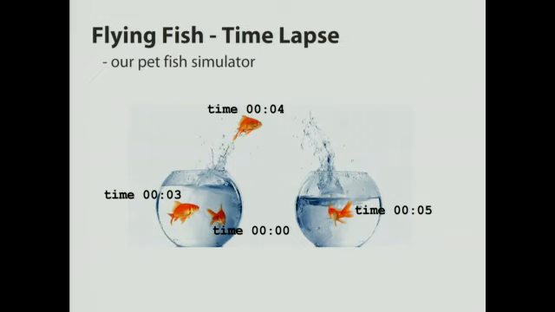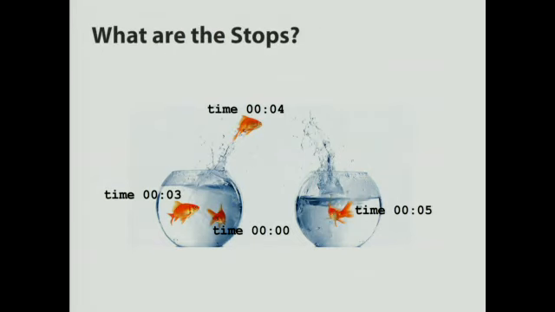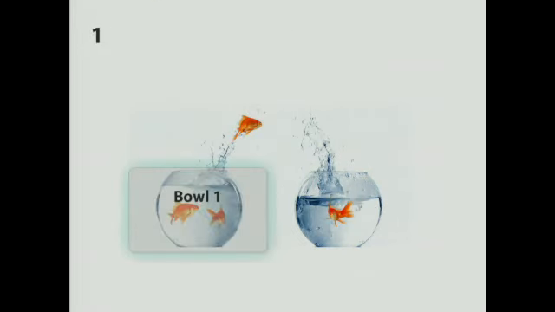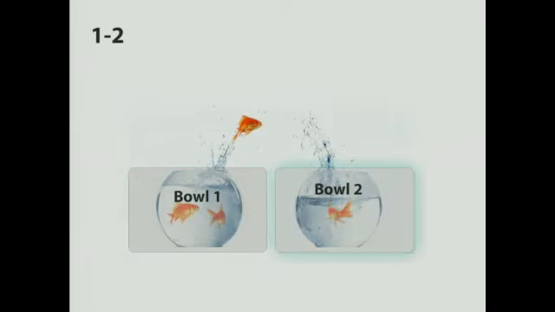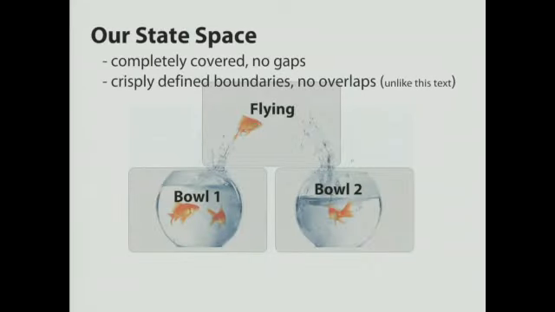So it's not 100% right or wrong to answer this, but I'm going to suggest that there are 3 states: bowl number 1, bowl number 2, and flying. One of the rules about constructing finite state machines is that you have to make sure that everything that takes more than a negligible period of time has to have a state of its own. So in this case, it's completely covered. There's really no gaps between the bowl and flying back to bowl number 2. They're crisply defined.